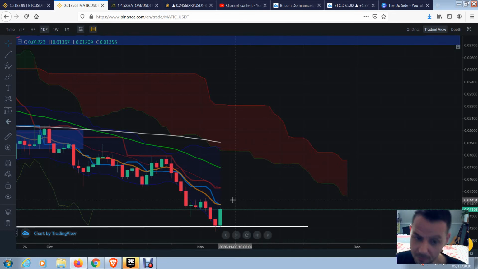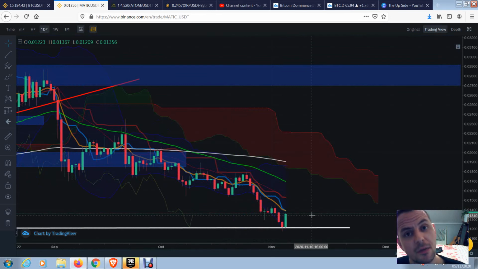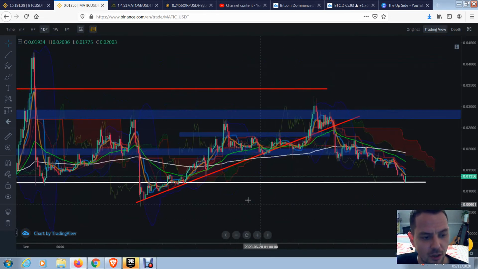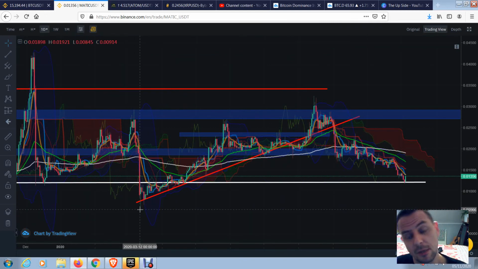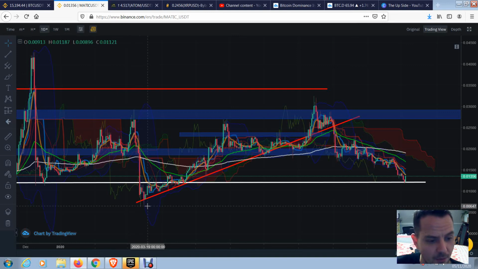Anyway, that is Matic for the moment. It looks like it wants to retrace and come back down to the 1.2 cent mark, and it would not surprise me in any way if we actually came down to 1 cent. Now if 1 cent breaks down, it would be pretty nasty, because in that big market dump that we had, where everything found essentially extreme lows, we did come down to 0.006 of a cent, so just over half of a cent, and that was significant.